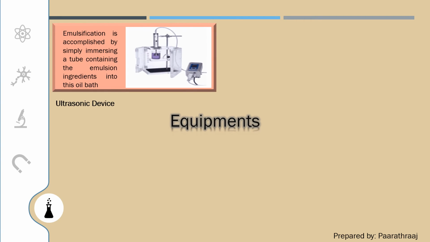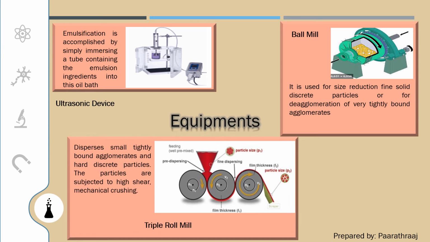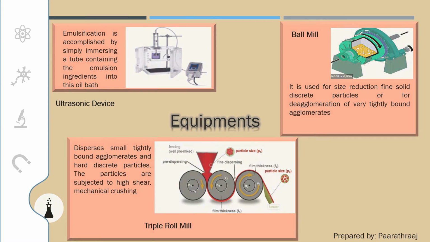In the ultrasonic device, emulsification is accomplished by simply immersing a tube containing the emulsion ingredients into this oil bath. Then, the ball mill is used for size reduction of fine solid discrete particles, or for de-agglomeration of very tightly bound agglomerates. Next one is the triple roll mill. It disperses small, tightly bound agglomerates and hard discrete particles. The particles are subjected to high shear mechanical crushing.